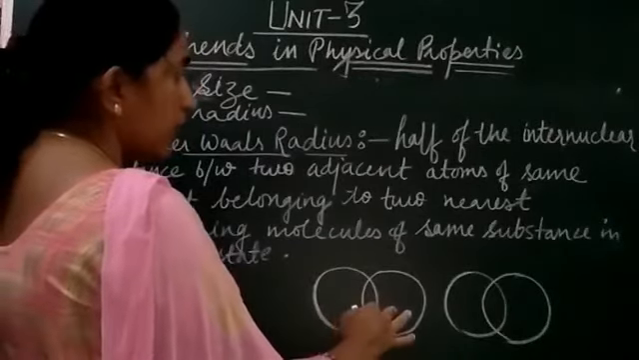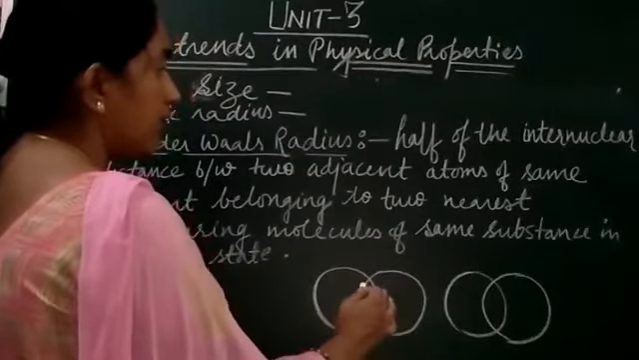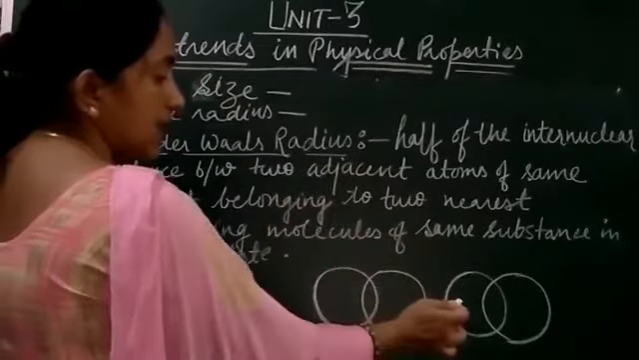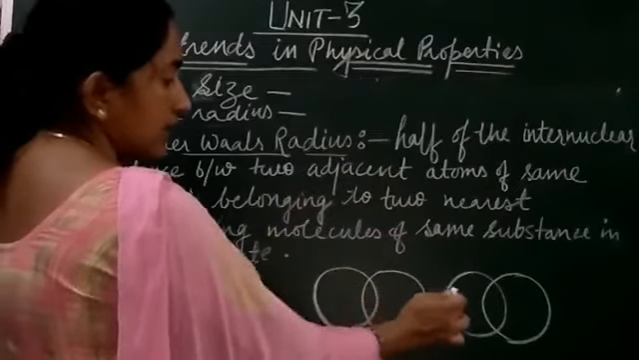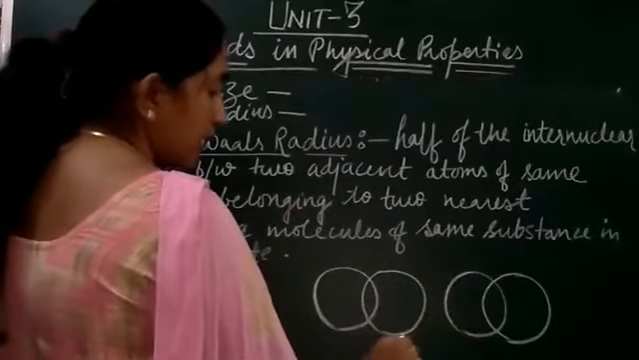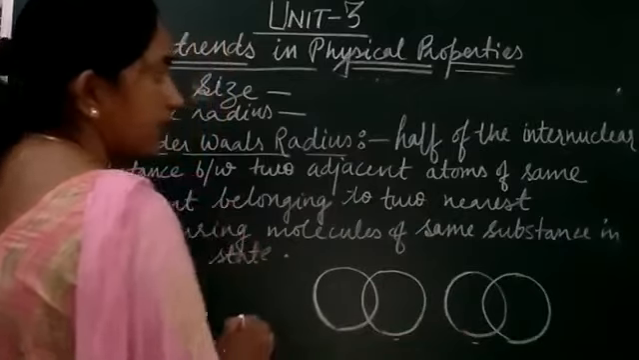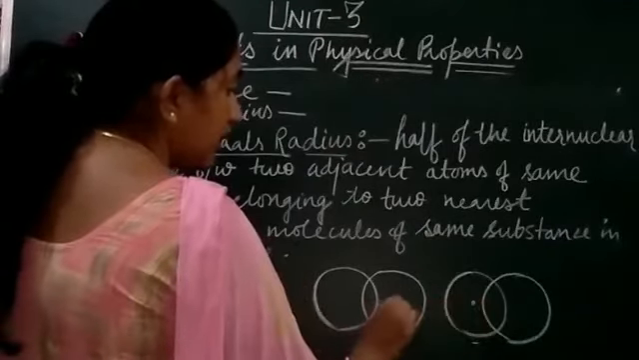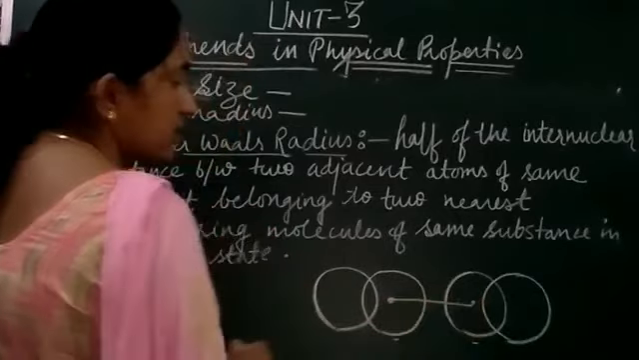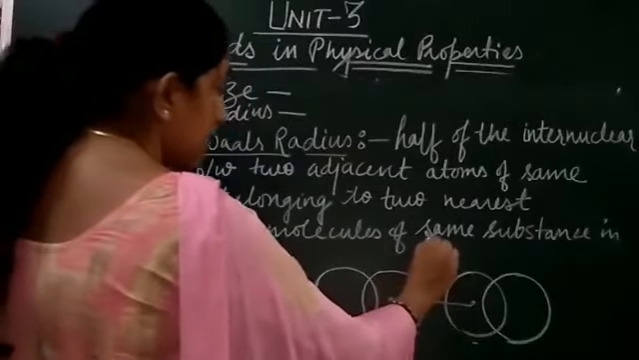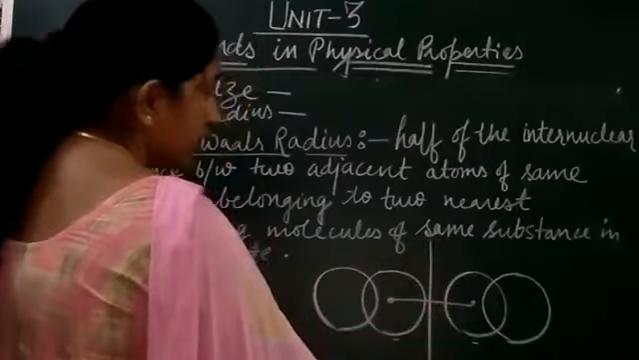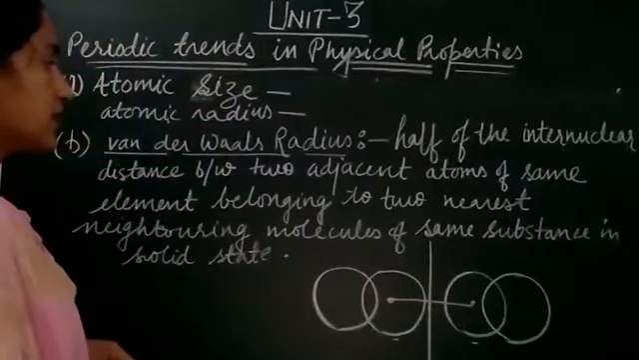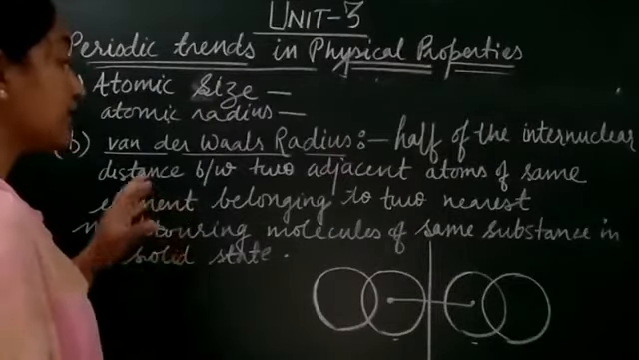So here we are going to find out the half. This last line is clear. Now the two adjacent atoms: this and this atom are not adjacent, this and this are adjacent, so we will take this one atom and this atom, right? And we have to take half of the internuclear distance of it. This is the internuclear distance and this is just half of it. Right, students? So half of the internuclear distance between the two adjacent atoms of the same element.